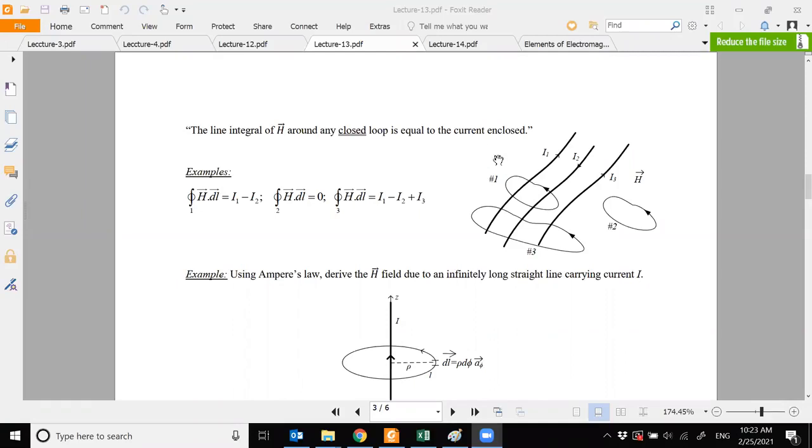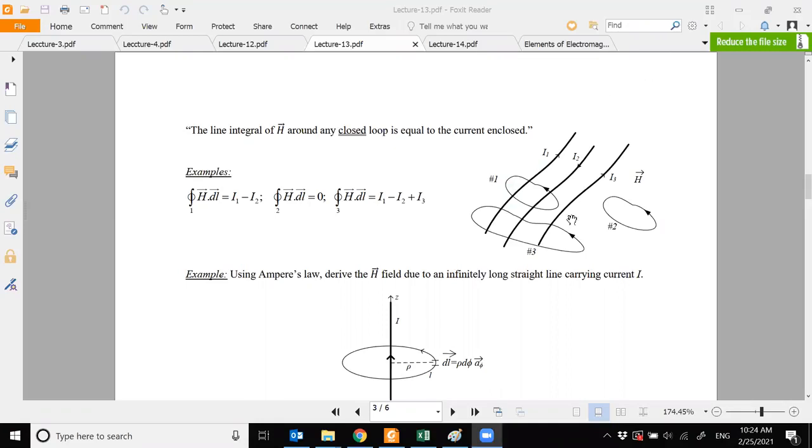So here also it's the same thing. If you put your fingers along this direction like this, then your thumb will show the current, because your fingers will be curving in this direction, which is the direction of your line integration. Okay, so keep this in mind.